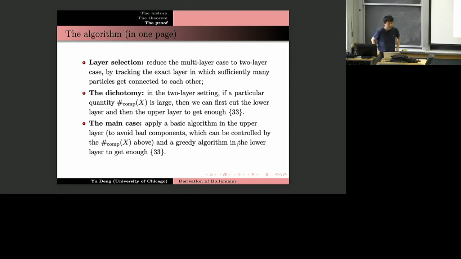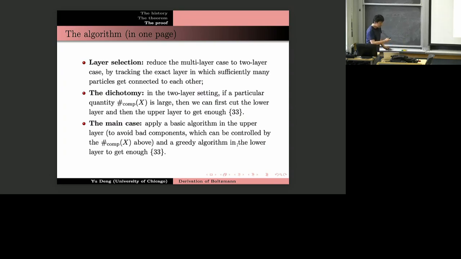Maybe I could ask this question. So you have a hypothesis, which is that the Boltzmann equation solution exists. Yes. Can you say something about where that fits into your proof, where you're using that in your proof?